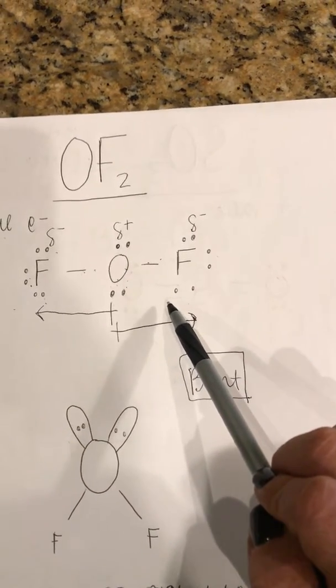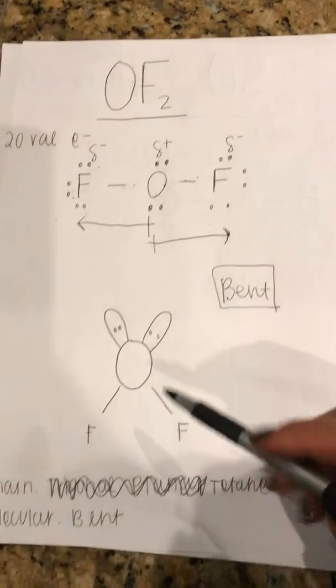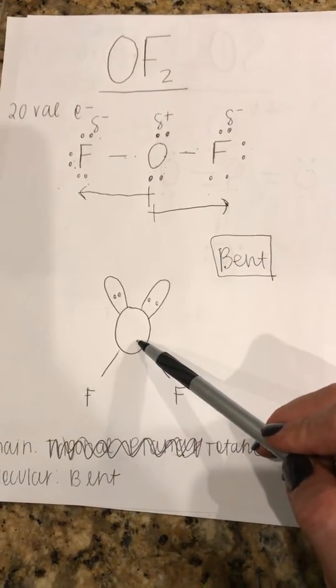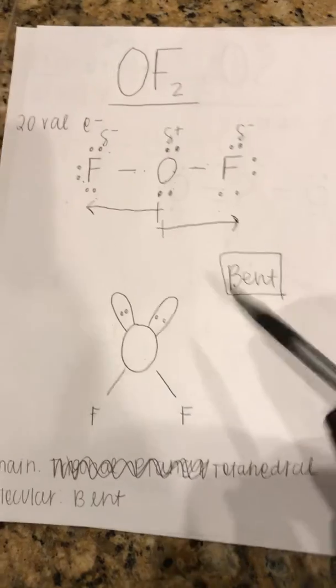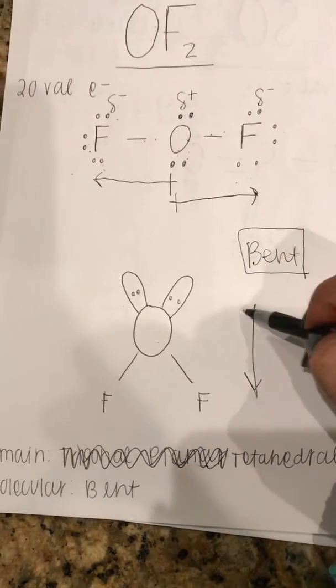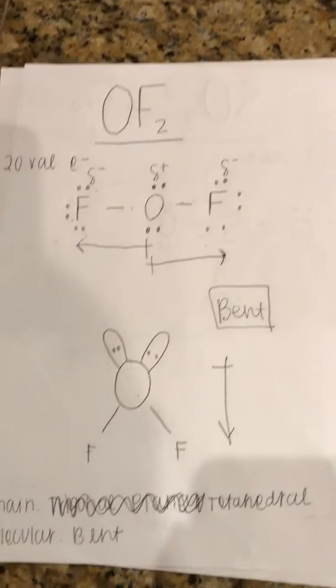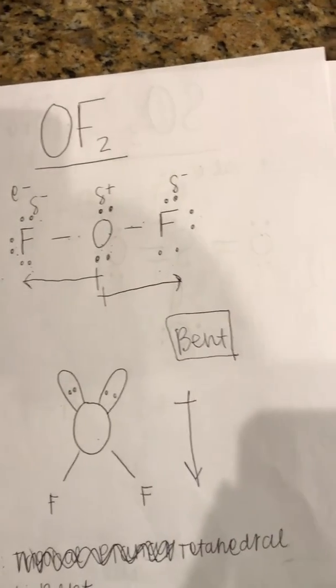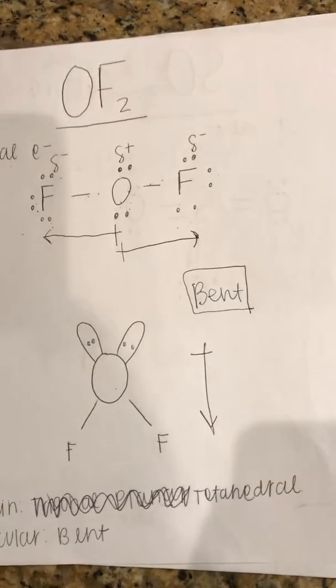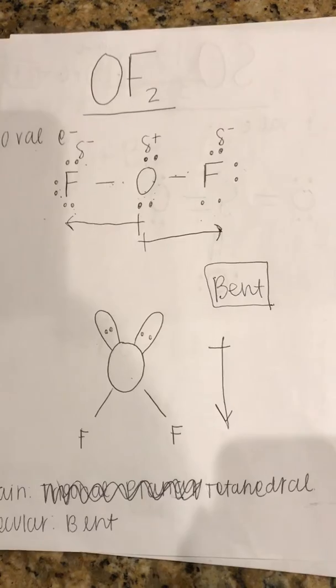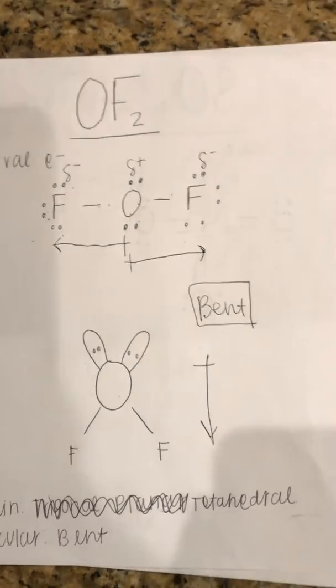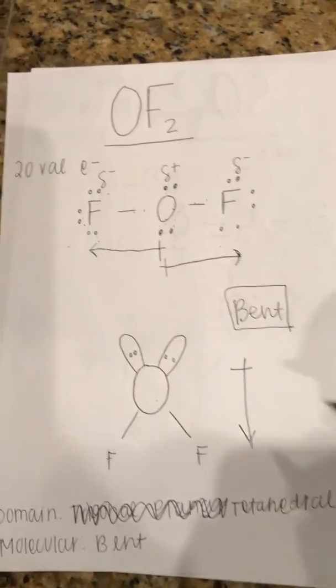The net dipole will be out in this direction, going downward. This is the molecular geometry. So the net dipole will be going downwards. The dipoles in the bonds do not cancel because of the molecular geometry being bent. There is a net dipole, and this molecule is polar.